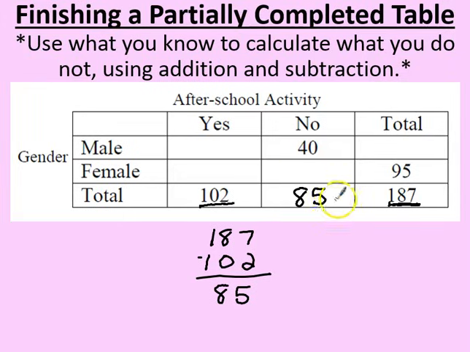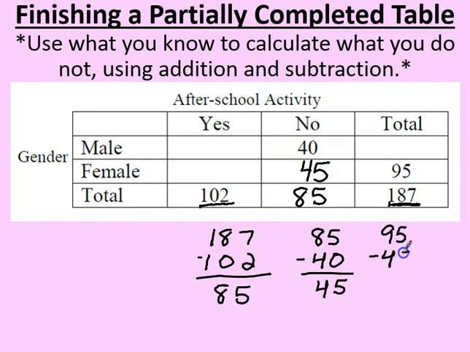Now let's build off of this. If there are 85 people who said no, and 40 of them were boys, how many of them were girls? Take 85, take away 40, and that leaves us with 45 girls who said they do not do after-school activities. Now let's build from here. 95 girls were asked in all. 45 of them said no. 95 take away 45 is 50. So that means that 50 girls said yes.